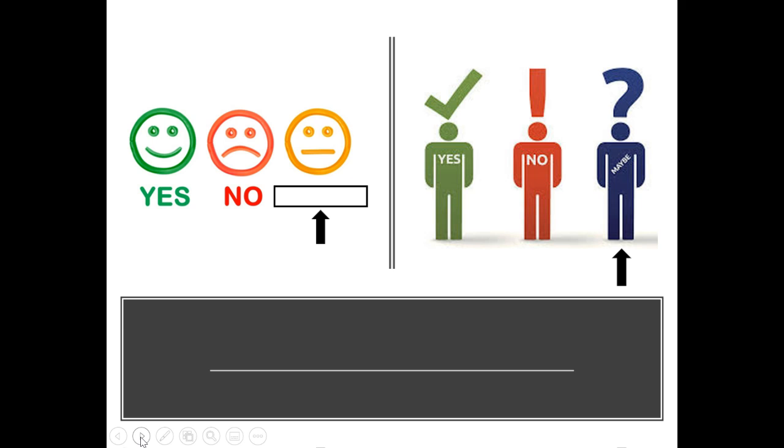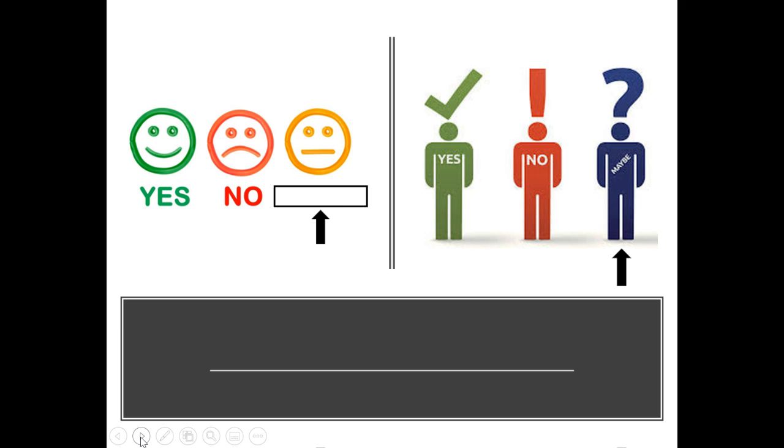So the next picture, what do you notice or see? I notice or I see. Well, in the first picture, I notice some smiley, unhappy, and flat faces. Yes, no, and blank. In the next picture, I notice a person with a check mark, an exclamation mark, and it says yes, no, and a question mark.